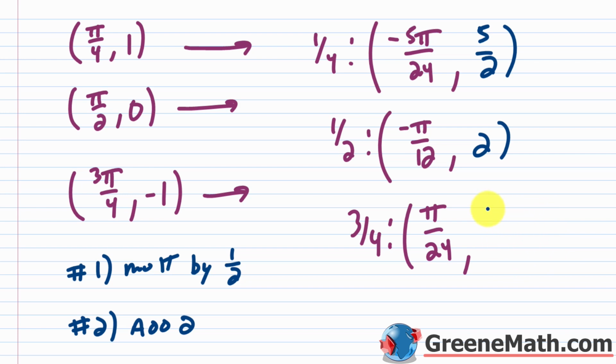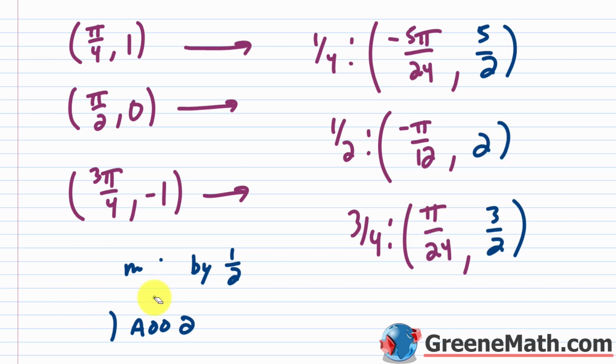So that's basically it. Just a matter of understanding those graphing transformations. Again, if you get confused by that, you can always plug in. So you could always take negative 5 pi over 24, plug into the original function, you'll get 5/2. You could plug in negative pi over 12, you'll get 2. You could plug in pi over 24, you'll get 3/2.